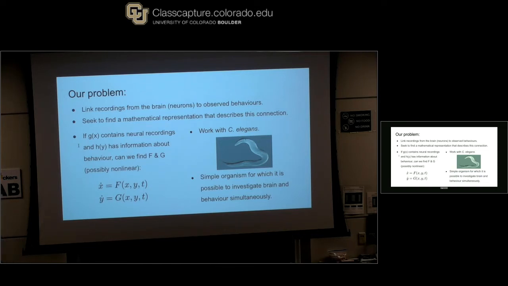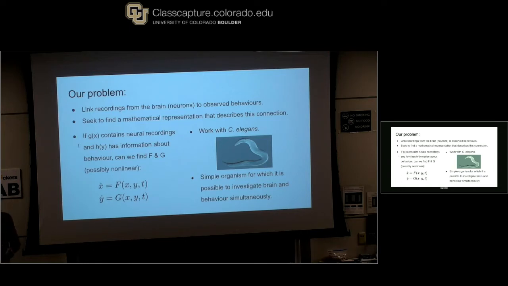The way we want to do this is to treat it like a dynamical systems problem. The state of the brain we'll call X. That could be neural activity at a given time. And then you also have the behavioral states. That might be, say, the positions and momenta of the limbs of an animal or something like that.